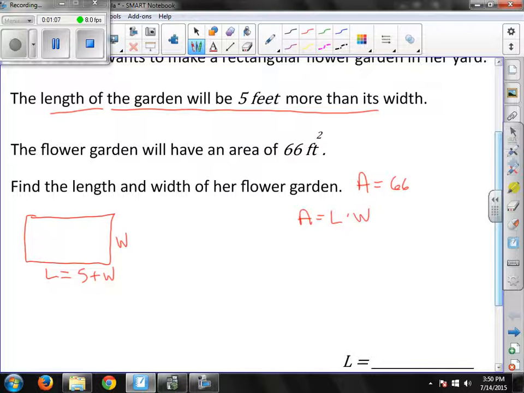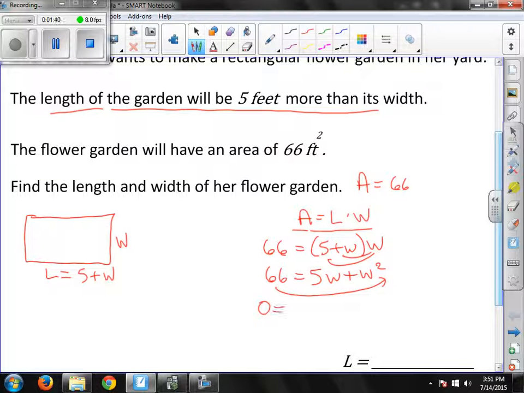What we're going to do is put all of our information into this formula. Area is 66, L is 5 plus W times W. We need to solve for W. Now I am going to distribute the W to have 66 equals 5W plus W squared. This is a quadratic equation, but it's not in standard form. So I'm going to subtract the 66, move it over there. 0 equals W squared plus 5W minus 66. It's now in standard form.